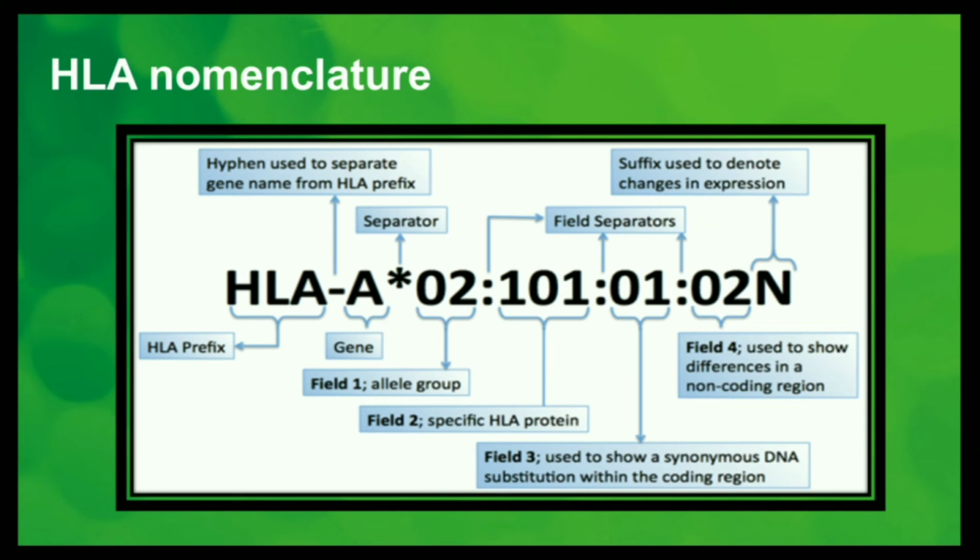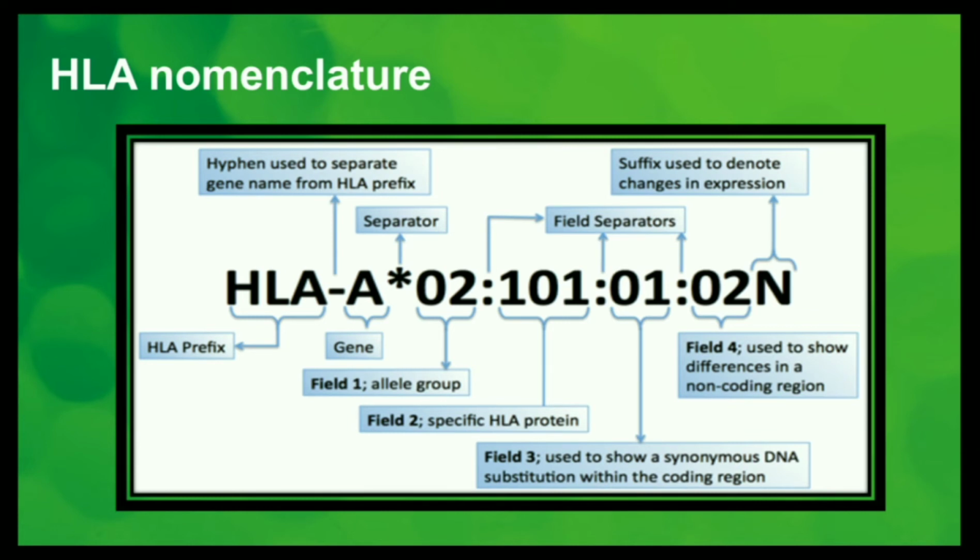After that, the suffix is used to denote changes in expression. It is either N, L, S or Q, and it will be mentioned in these letters. Let me explain what these suffix letters are. So we can use the suffix as N, S, Q, A, C and L.